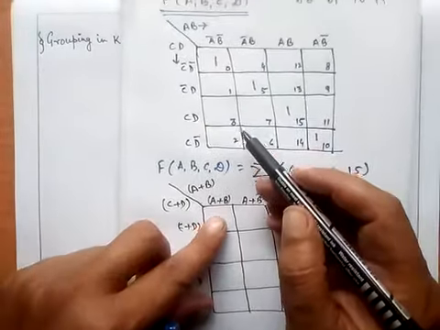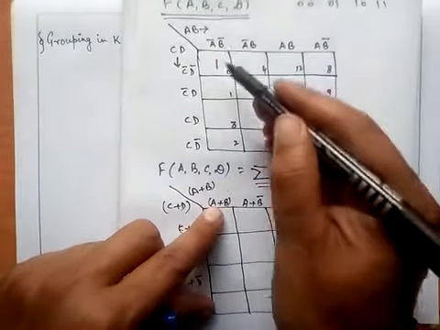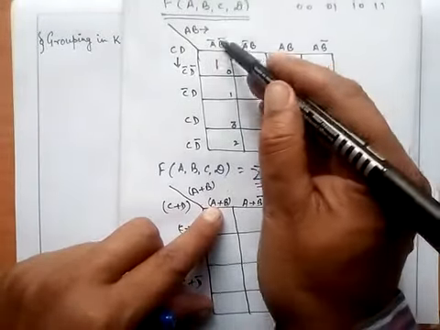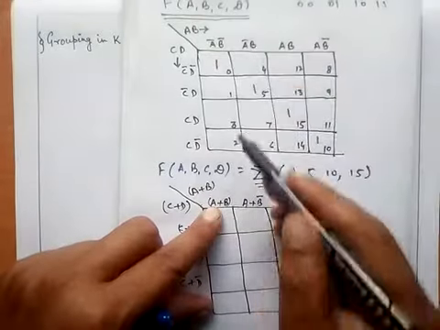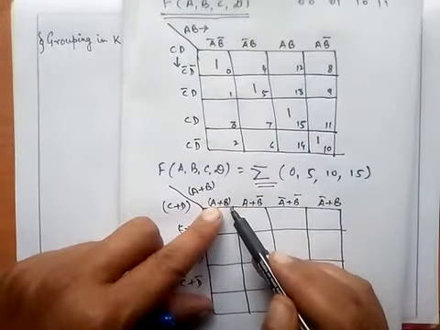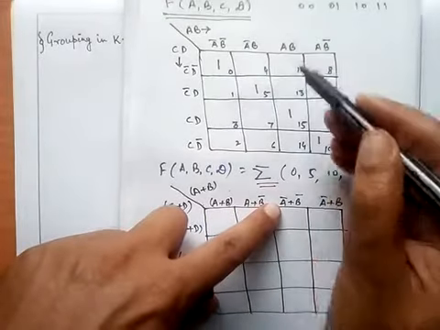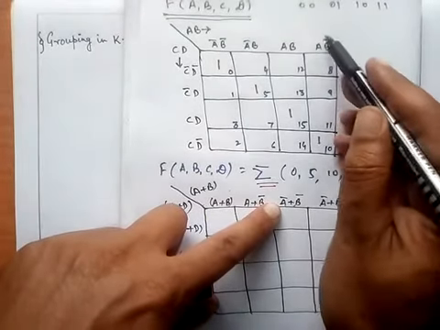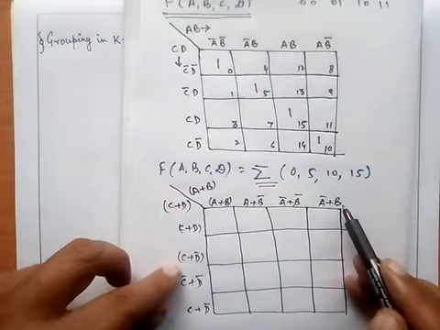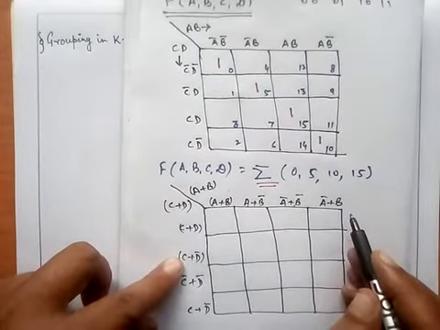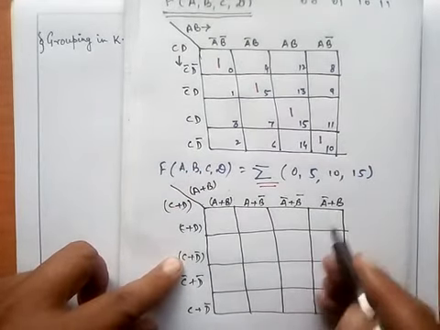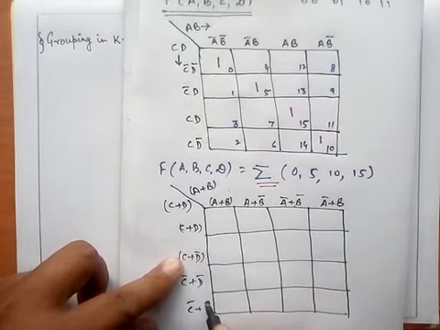It is just as I told you, nothing but simply the bar of this, or the complement of this. Complement of this will be A plus B bar. Complement of this will be A bar plus B bar. Complement of this will be A bar plus B. So this factor will be A bar plus B. It will be C bar plus D, not C plus D bar.